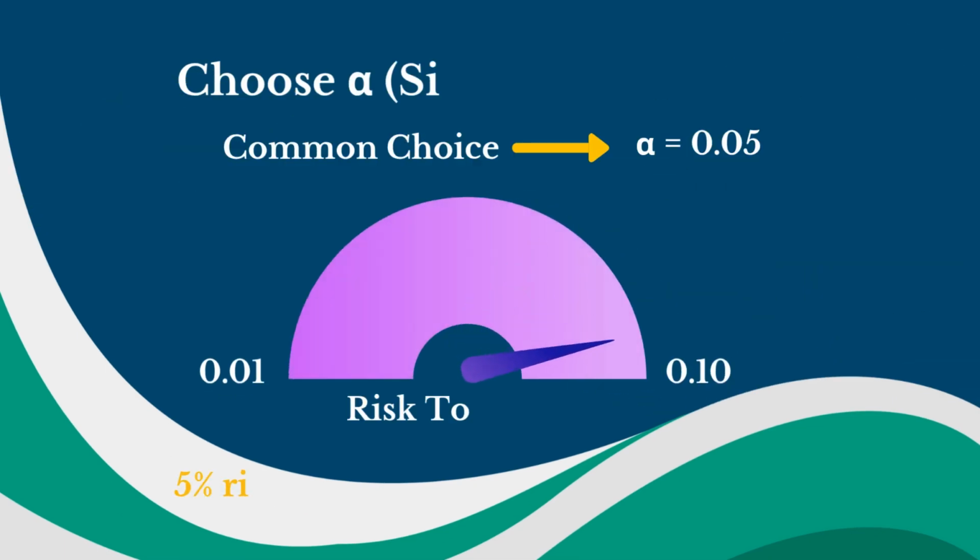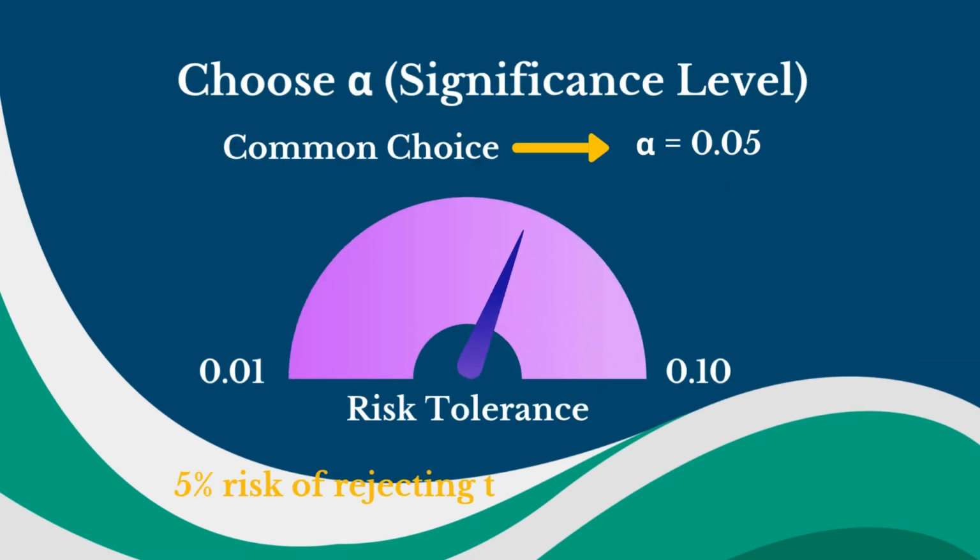Step 2. Choose a significance level. Next, we decide how much evidence we will require before rejecting the null hypothesis. This is called the significance level, often represented by alpha. In most cases, alpha equals 0.05, meaning we are willing to accept a 5% chance of rejecting the null hypothesis, even if it is actually true.